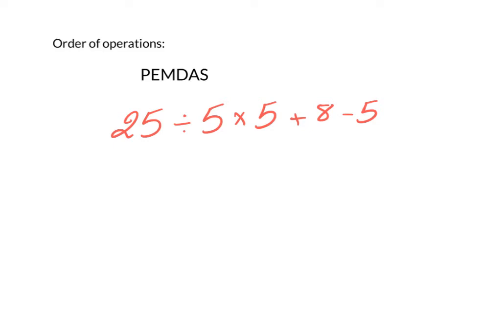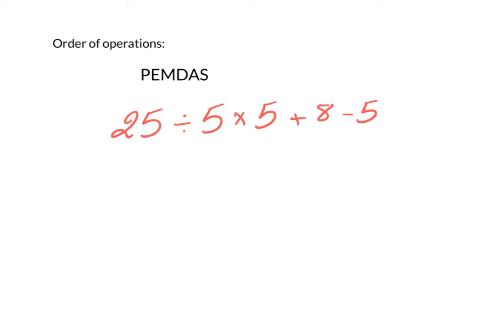All right, so we get this problem for order of operations, PEMDAS, and we have 25 divided by 5 times 5 plus 8, take away 5. Now, we're going to use the rule of PEMDAS, order of operation: parentheses first, then exponent, then we have MD, which is multiplication, division, left to right, and we have AS, which is addition, subtraction, left to right.